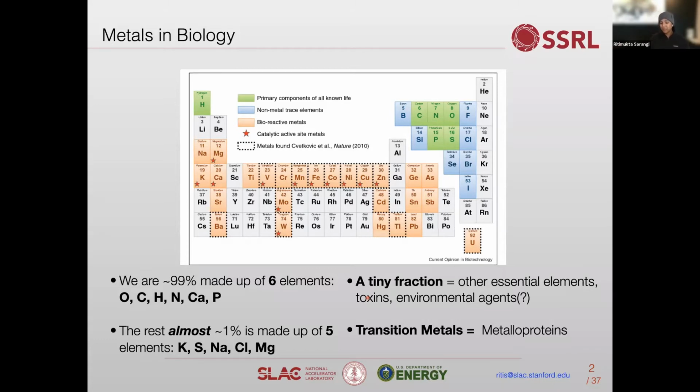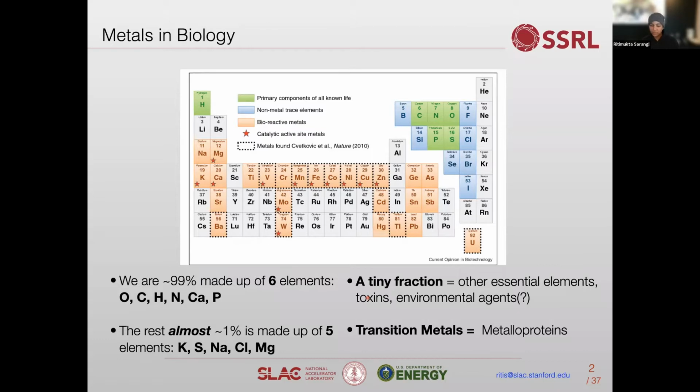We are 99% made up of 6 elements: oxygen, carbon, hydrogen, nitrogen, calcium, and phosphorus. And the rest, almost 1%, is made up of 5 elements: potassium, sulfur, sodium, chloride, and magnesium. And a very tiny fraction is other essential elements, and they're essential because without them, we would not be around.